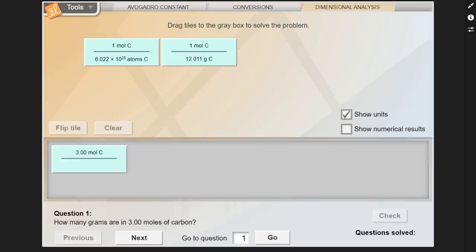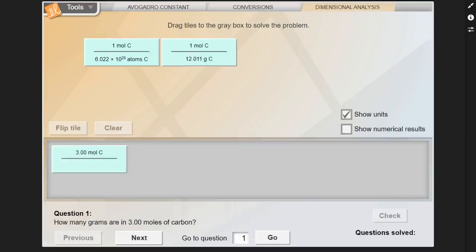Your homework, Gizmo Activity C, is in the same Gizmo we've been using, but now you're using that third tab that says Dimensional Analysis. So you're going to be using Dimensional Analysis or Factor Label to solve a series of questions. I will help you start to answer the first one. The first question is, how many grams are in 3 moles of carbon? So here in the Gizmo, I've been given 2 different conversion factors. I have 1 mole of carbon is equal to 6.02 times 10 to the 23rd atoms of carbon. And I have 1 mole of carbon is equal to 12.01 grams of carbon.